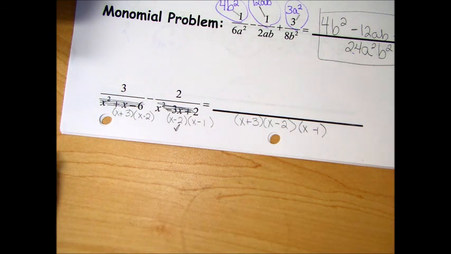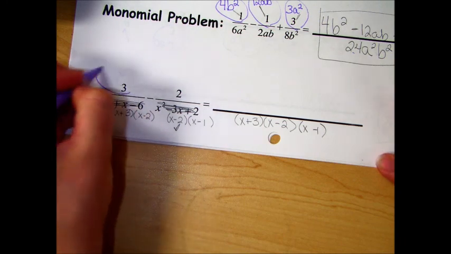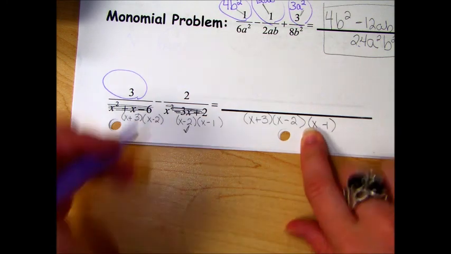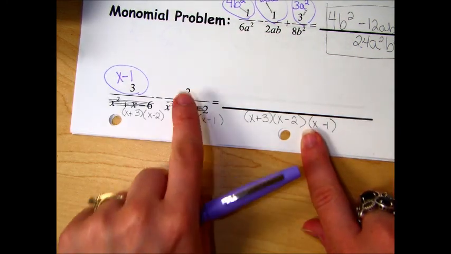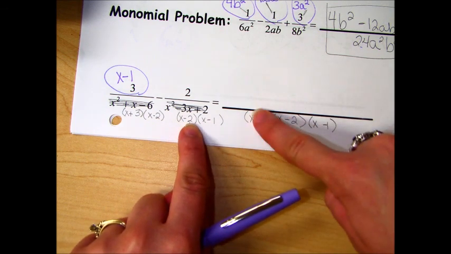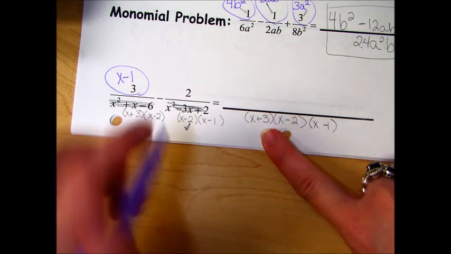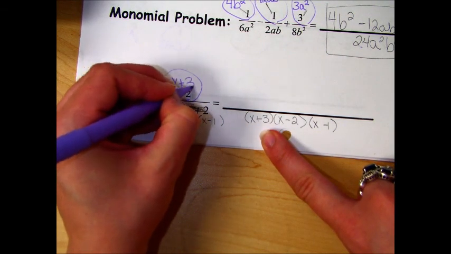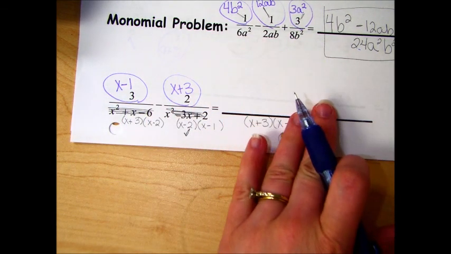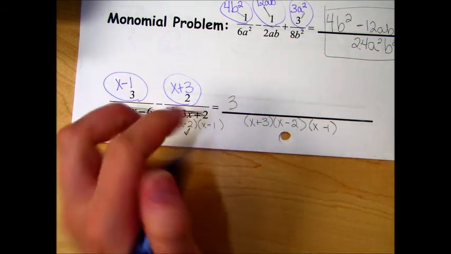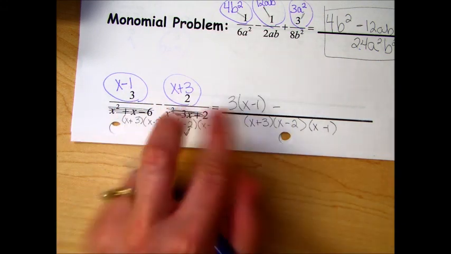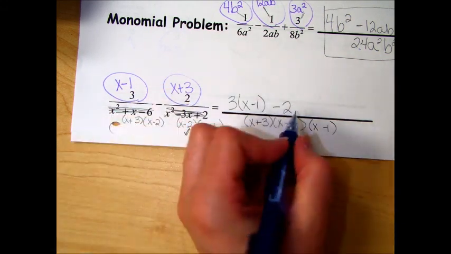Now it's time to see what's missing. The 3 does not have which one of these? It does not have the x minus 1. The 2 does not have which one of these? Or I'm sorry, which one of these? Because it has the x minus 2 and the x minus 1, it does not have an x plus 3. So you bring it over. Now, take your numerators and put them on top. So we have a 3 parenthesis x minus 1. We have a minus sign. We have a 2, and we have parenthesis x plus 3.